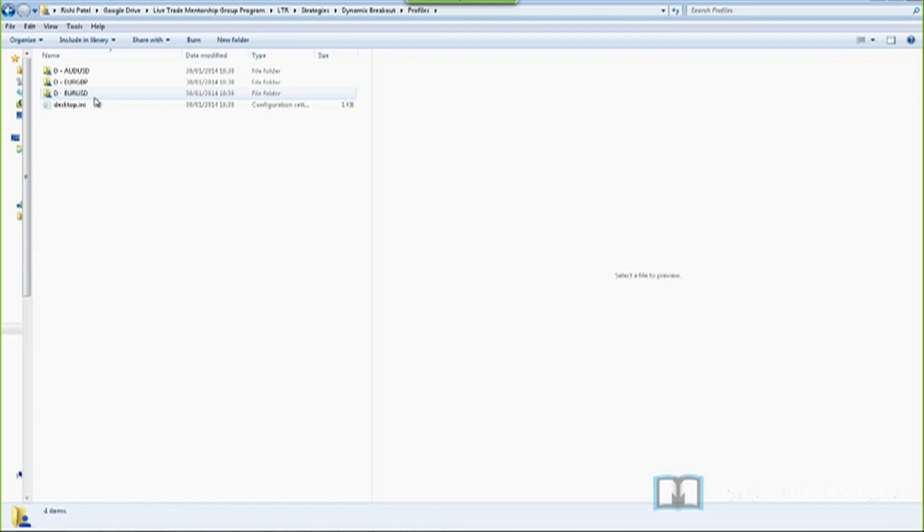We're looking for the profiles folder within there as well. Again, these are just profiles for the actual dynamic breakout, and the backtesting results are basically the results that we've gotten historically for this particular strategy, giving you the reason why we are trading it.